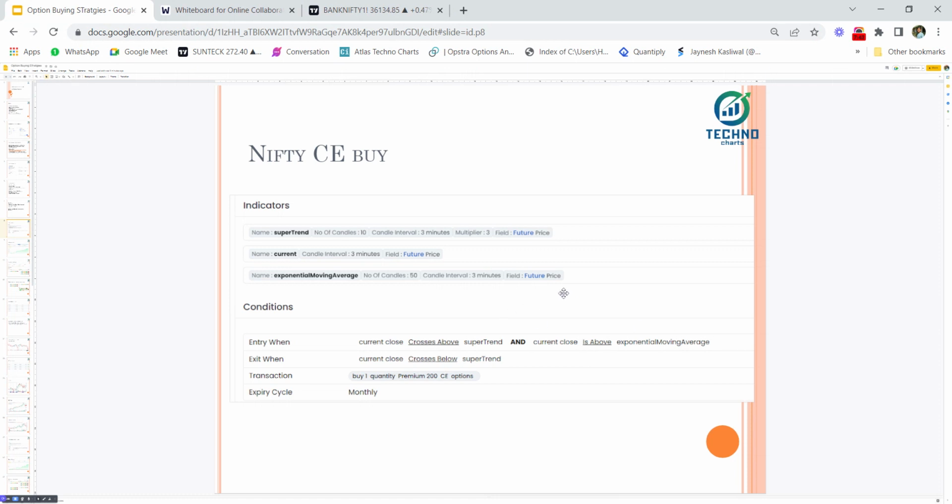So this is a nifty ce buy, where we are going to buy as soon as the current close crosses above the super trend and the current close is above the exponential moving average, and exit is when the current close crosses below the super trend. We are going to buy 1 month or one quantity of 200 ce premium, that is monthly option, right?